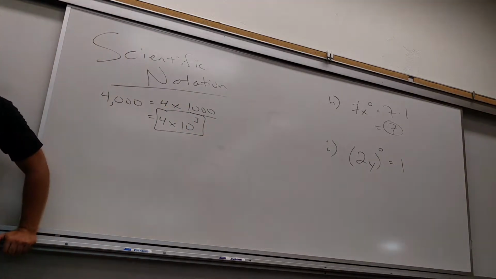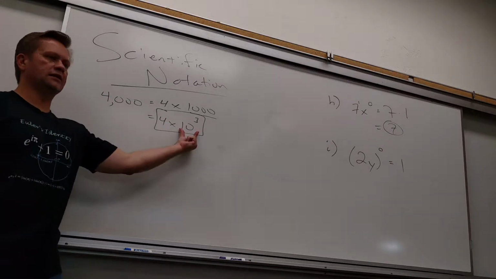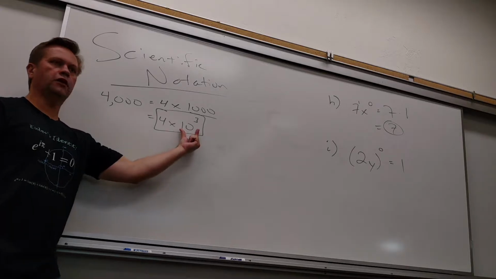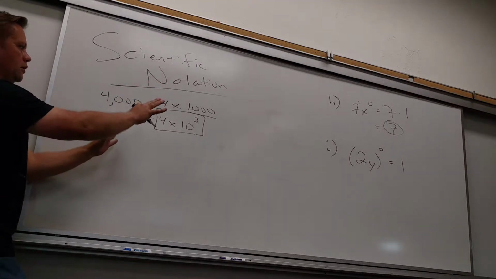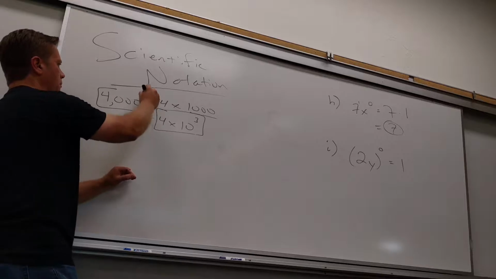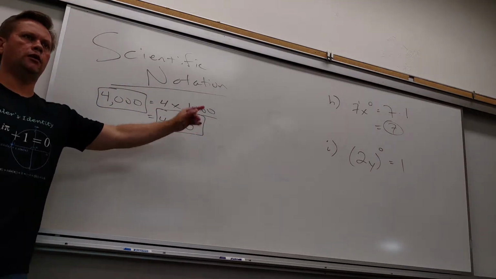I always think of scientific notation as sort of a weird vampire. It sucks all the tens out of something. So 4,000 has 3 tens in it, so I suck them all out over here. Okay, very strange way to look at it, and I don't care. I just happen to look at it that way. So, notice how I had a number that was bigger than 10, and it's got a positive power.